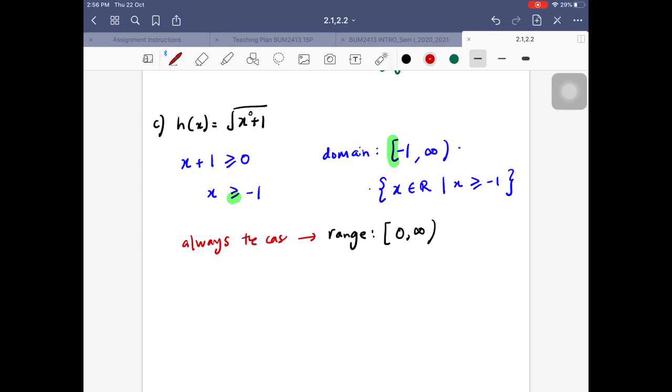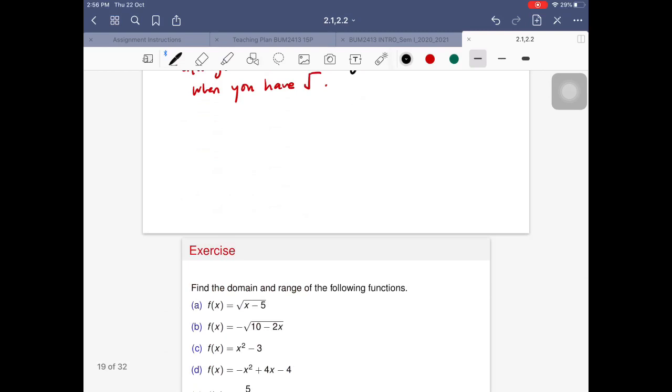Always the case when you have a square root. So let me put a square root symbol instead. Okay, so that should be clear to you. The domain will change, but for a square root, the range is always going to be from 0 until infinity.